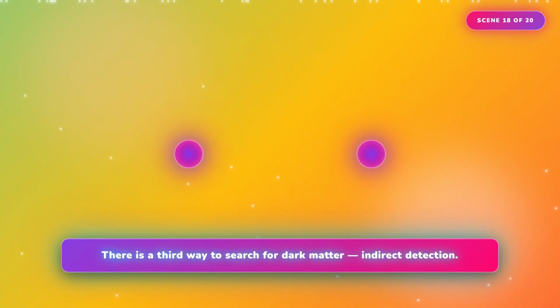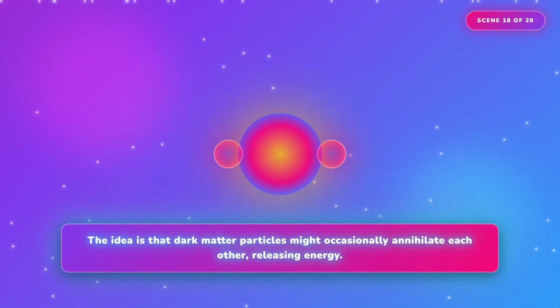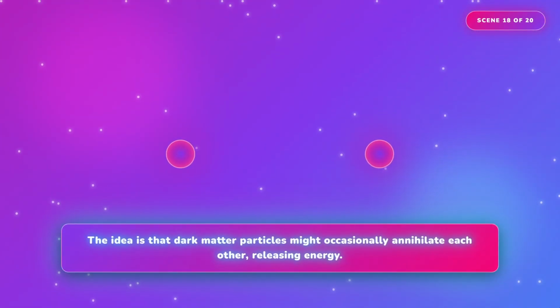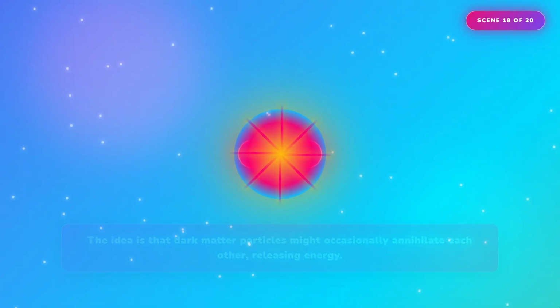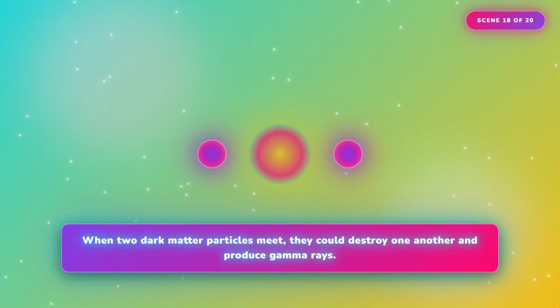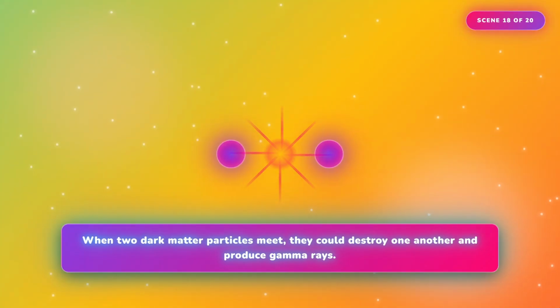There is a third way to search for dark matter: indirect detection. The idea is that dark matter particles might occasionally annihilate each other, releasing energy. When two dark matter particles meet, they could destroy one another and produce gamma rays.